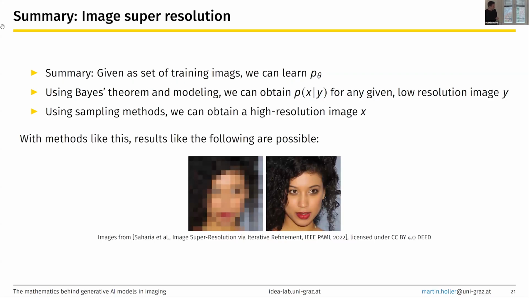And using methods like this, so for instance, we can actually obtain these results, right? So this is an example from a research paper where on the left is the low resolution image that was the input to the model, and on the right we see a high resolution version.